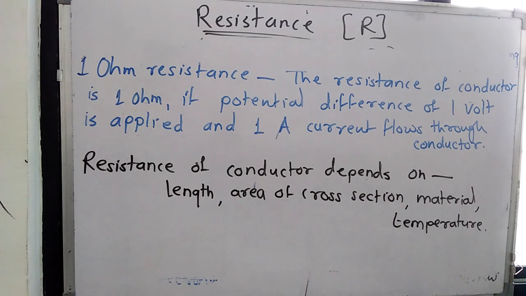Now, resistance of the conductor. What is resistance? Resistance is nothing but opposition to the flow of electrons. So the resistance of a conductor depends on 4 factors. First one is length. Second one is area of cross section, in simple words thickness. Third, material, of which material the conductor is made, whether it is made from silver or copper or aluminum. And fourth, temperature, at what temperature current is flowing through it. So resistance depends upon 4 factors: length, area of cross section, material, and temperature.